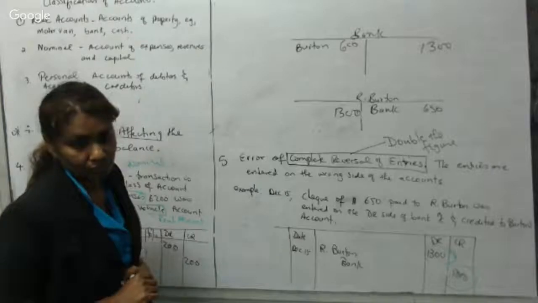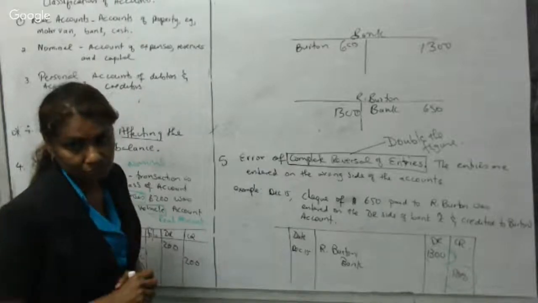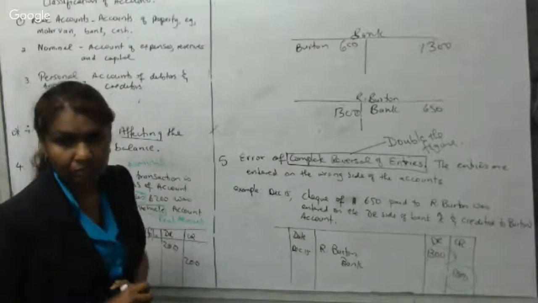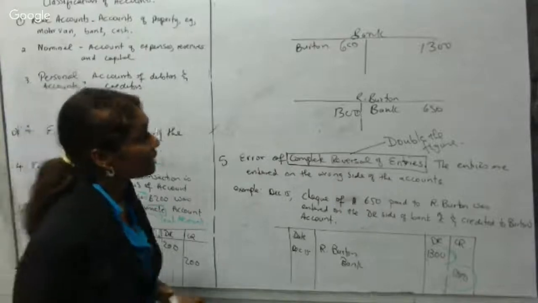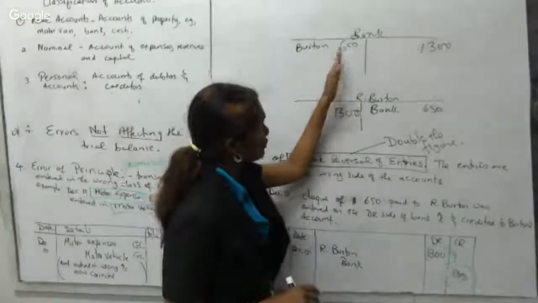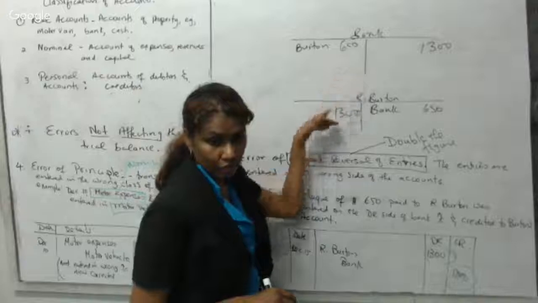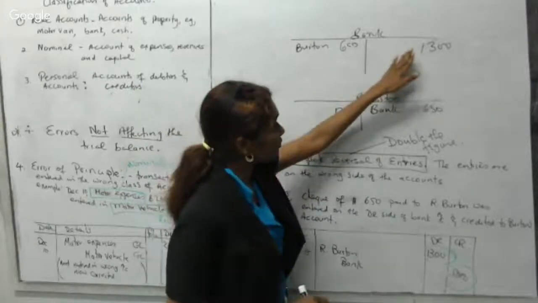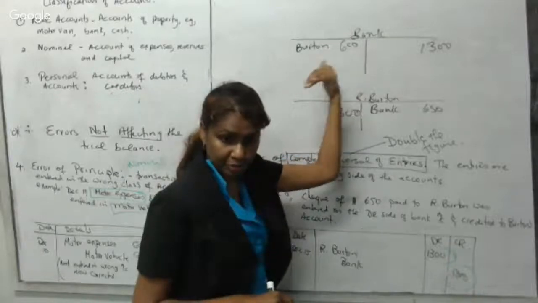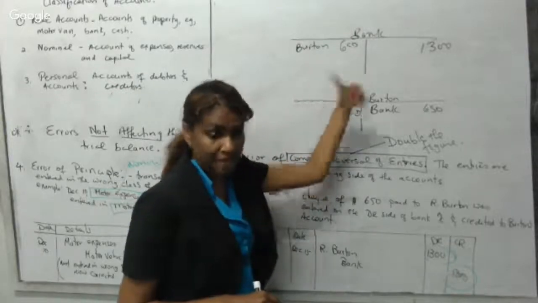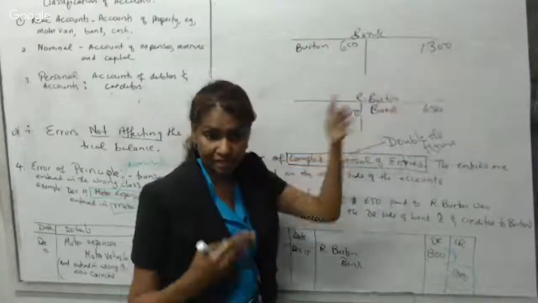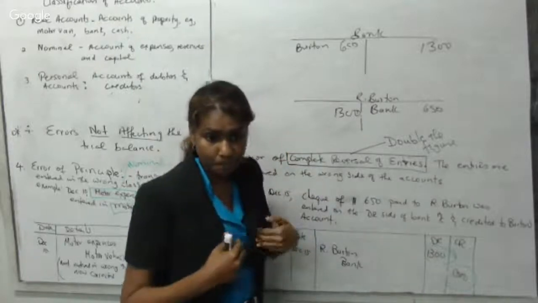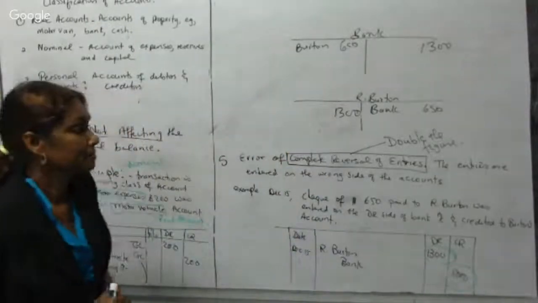It wasn't a situation where the account was being canceled out. It's supposed to be there. 650 must be in the two accounts. So you double the figure so that it cancels out the amount that is on the wrong side and leaves you the figure that you're supposed to have on the correct side.